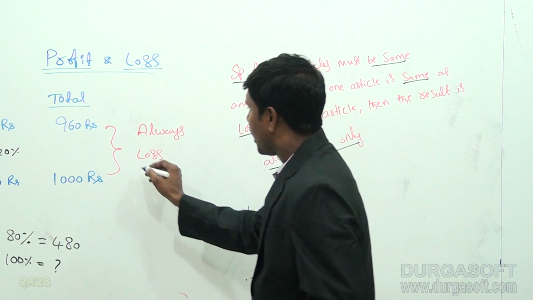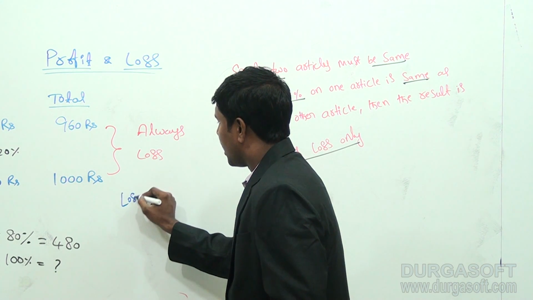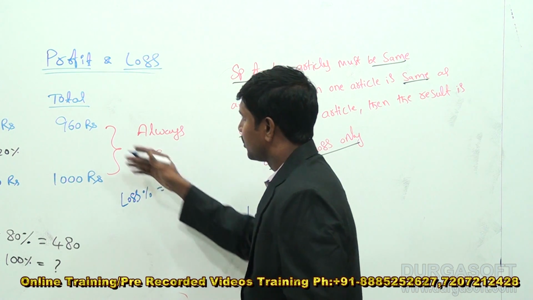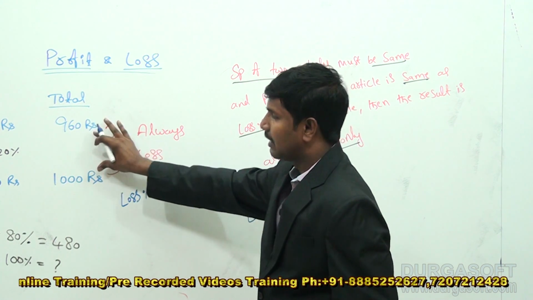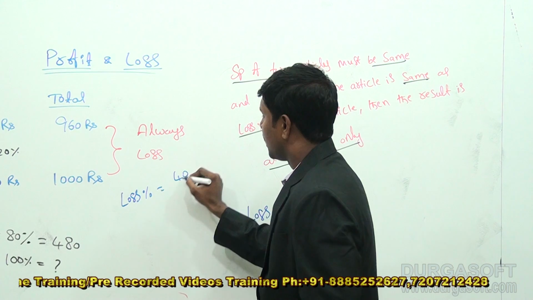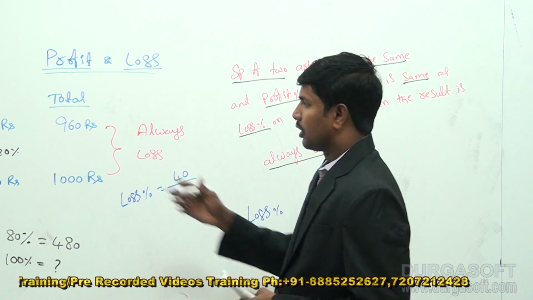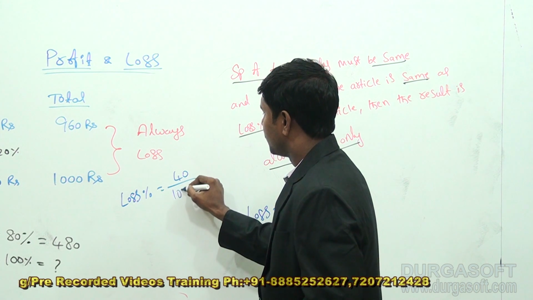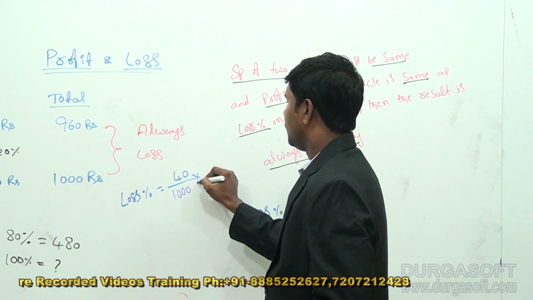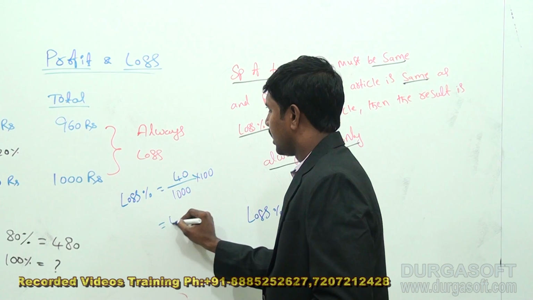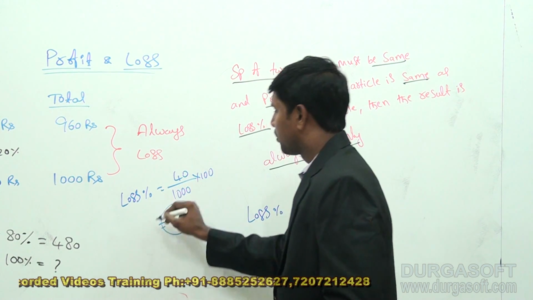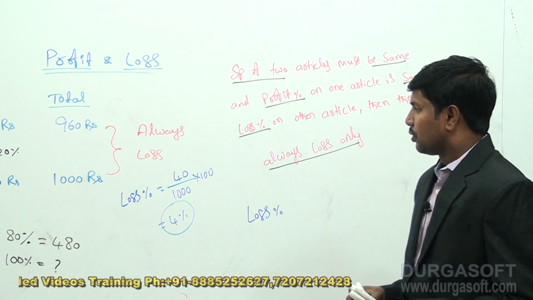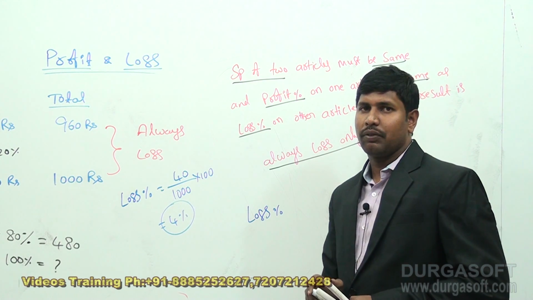Suppose I ask for the loss percentage. In this case, loss percentage equals the loss I am getting, the difference 40, by the cost price 1000, or the greater value, any formula you can use. So 40 by 1000 into 100, if you calculate this you will be getting 4%. So the loss percentage is 4.